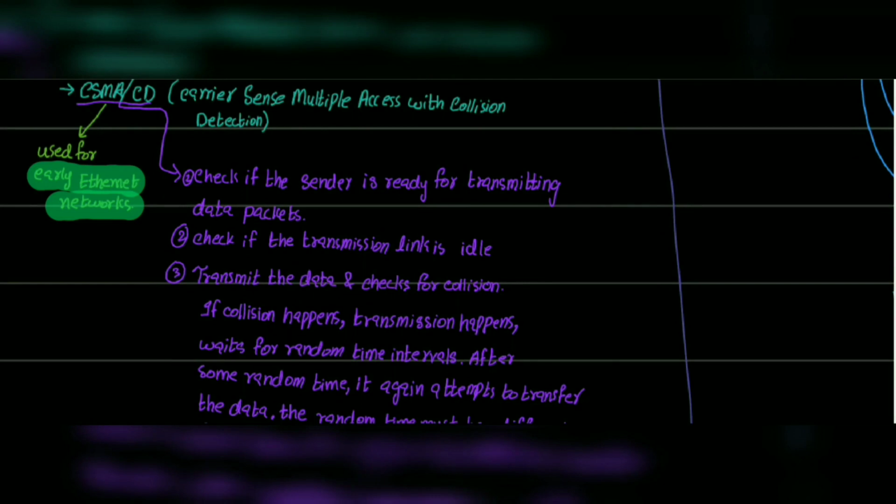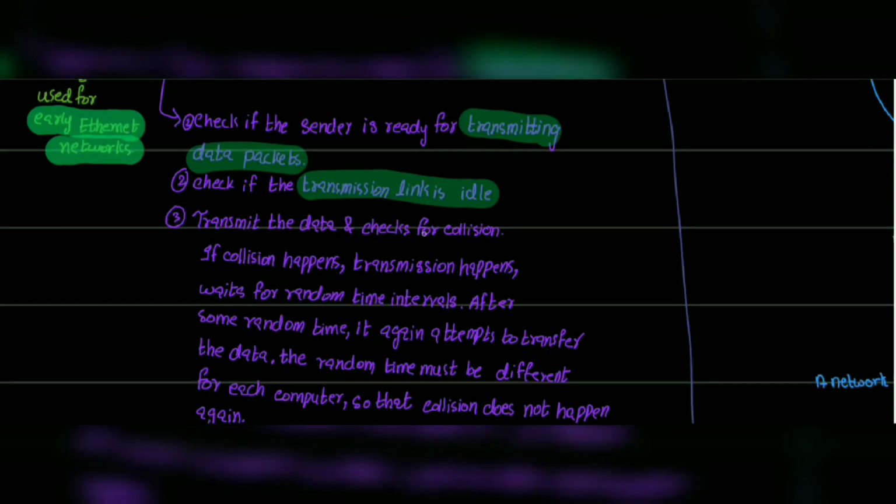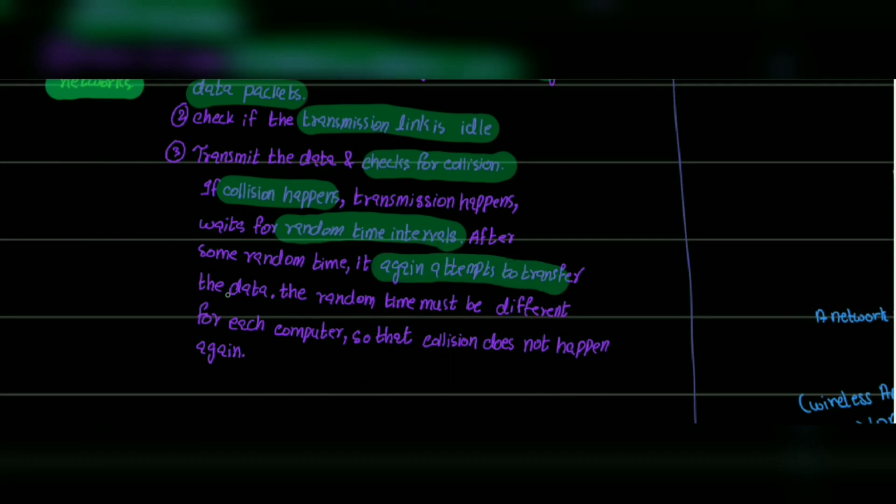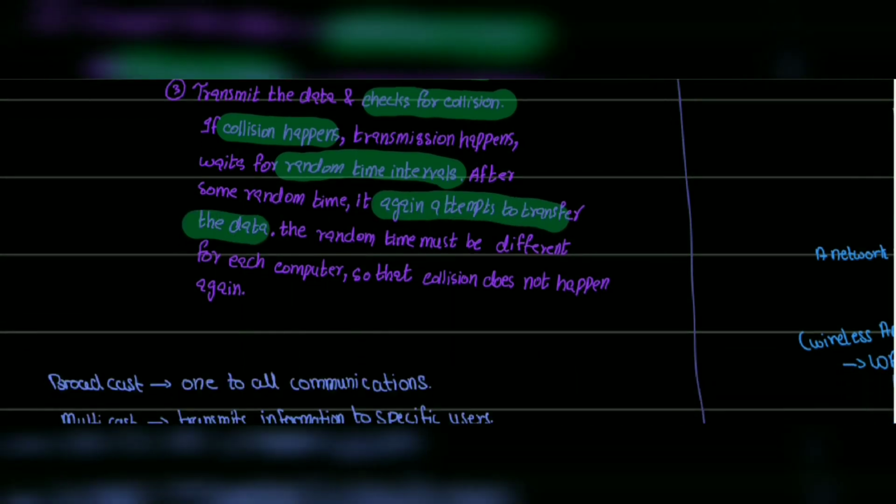First of all, it checks whether the sender is ready to transmit data packets. Check if the transmission link is idle. If it is not busy, transmit the data and check for collision. If a collision happens, then it waits for a random time interval. After some random time, it again attempts to transfer the data. The random time must be different for each computer so that collision does not happen again.